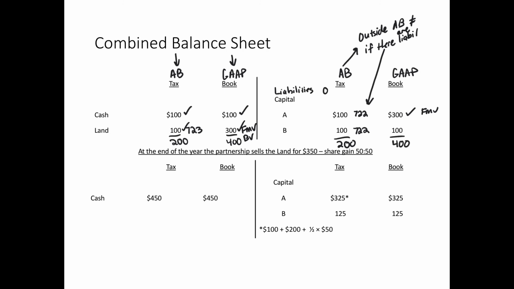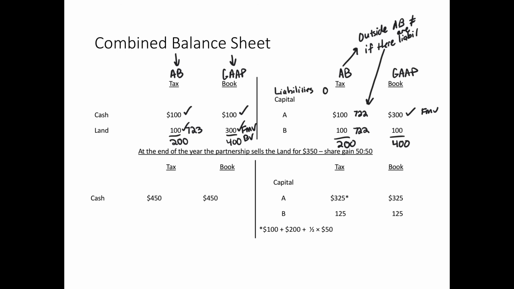Now, before we conclude, and you're going to be seeing this type of balance sheet approach when we do the allocation discussions, at the end, I just want to go through one transaction. Let's say at the end of the year, the partnership sells the land for $350. Okay, so the land was $300 when contributed, now it's $350, and they share the gain 50-50.